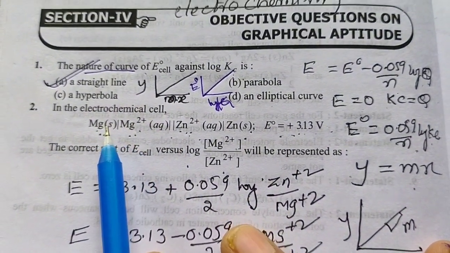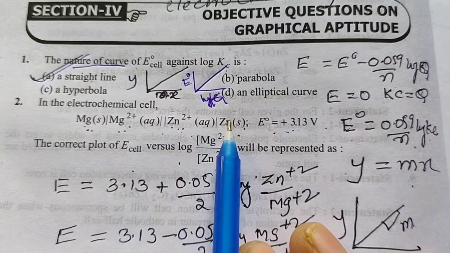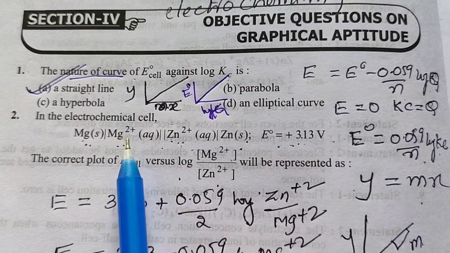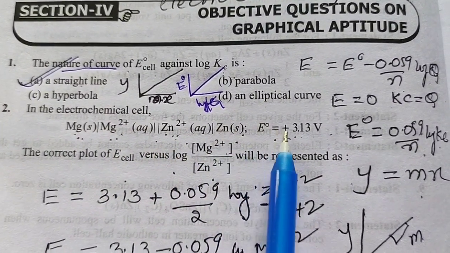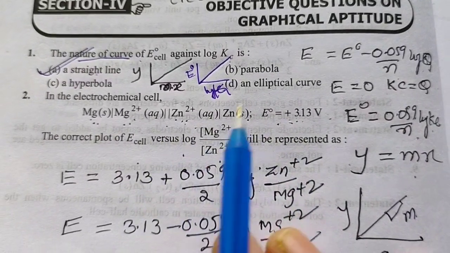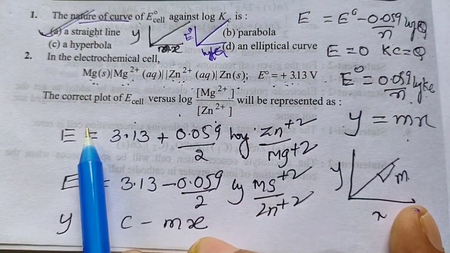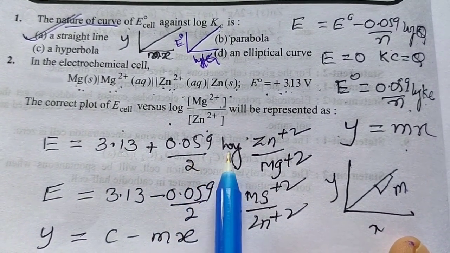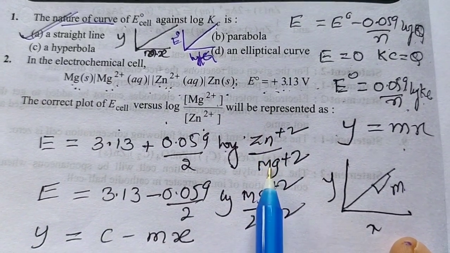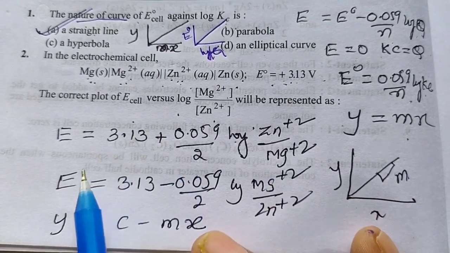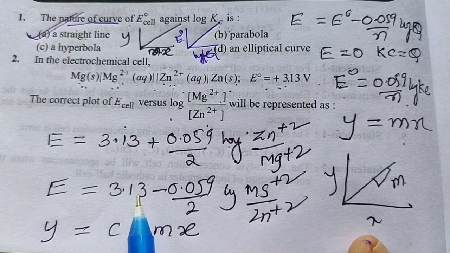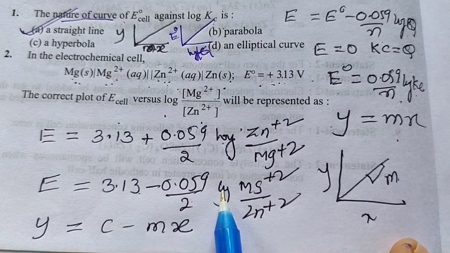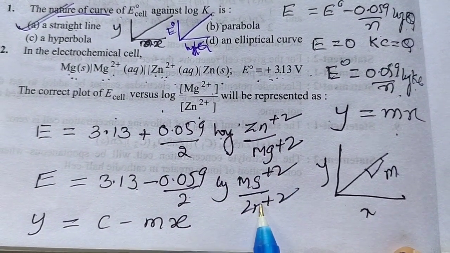Next, the second one. Your important equation is given. According to the equation, magnesium undergoes oxidation, zinc undergoes reduction, and the E0 value is given. So here according to the Nernst equation, E equals E0 plus 0.059 by 2 log [Zn2+] by [Zn2+]. So E equals 3.13 minus 0.059 by 2 log [Mg2+] by [Zn2+].